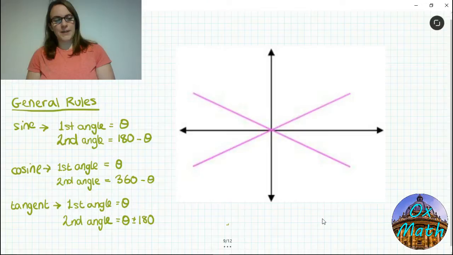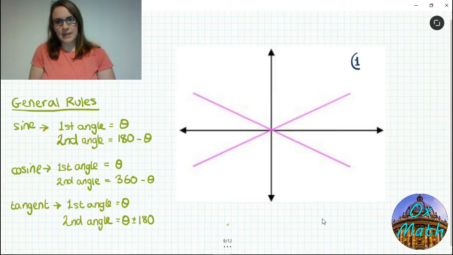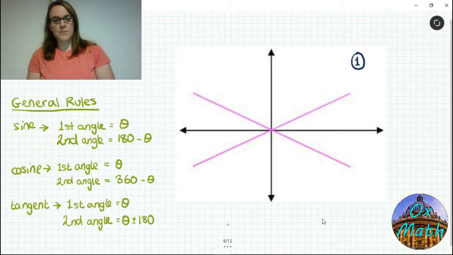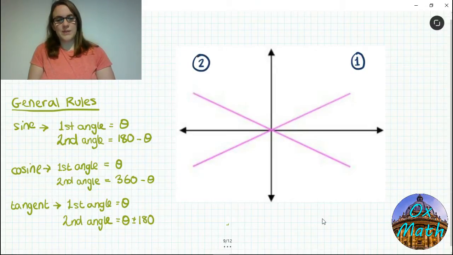If you are particularly bad at remembering things, or you don't quite understand the graphs, there is another way called the four quadrants of remembering these things. So if we look at each quadrant individually, the first quadrant is the top right hand corner, because if you think about a normal Cartesian axis with x and y, that is where both are positive. If you think about spinning a line round like we did earlier, the second quadrant it reached was this one here, then it went into this quadrant, and then it went into this quadrant.